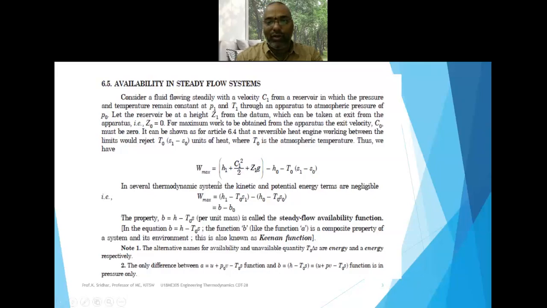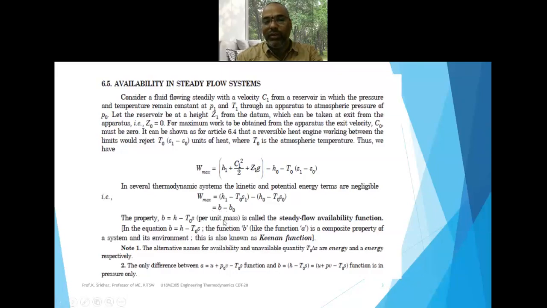So from this we are able to say that W max is equivalent to H1 minus T0 S1 minus H0 minus T0 S0, whenever we neglect the changes in kinetic energy and potential energy. So it is the basic equation to find the availability in a steady flow process. That is H1 minus T0 S1 minus H0 minus T0 S0. So simply we can call it B minus B0.